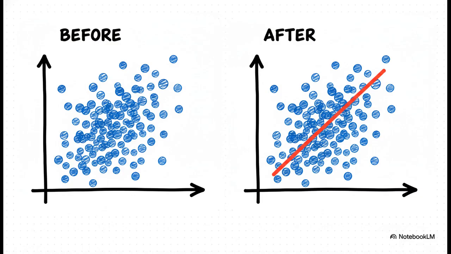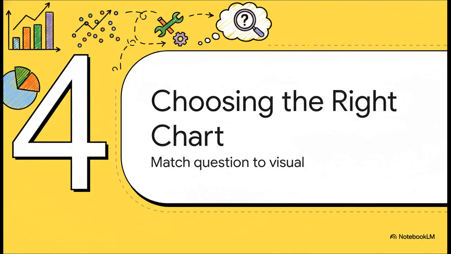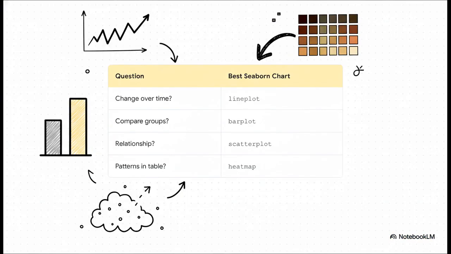So we have all these amazing tools, but the real skill here isn't just knowing how to make a chart. It's knowing which chart to use to answer the specific question you're trying to figure out. And this table right here, this is your cheat sheet for data storytelling. It directly connects the question you have in your head with the perfect chart to answer it. You want to see how something changes over time? Go for a line plot. Need to compare different groups? A bar plot is definitely your best friend. Searching for that hidden connection? A scatter plot will light it up.